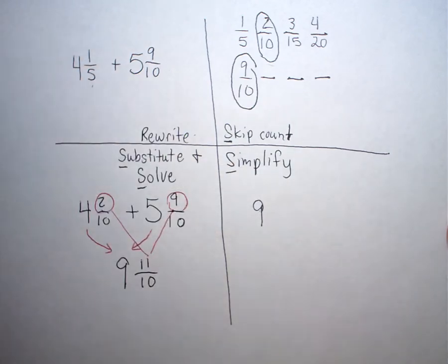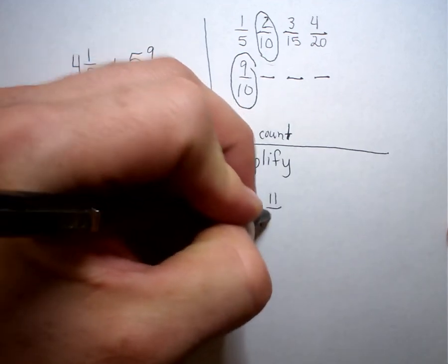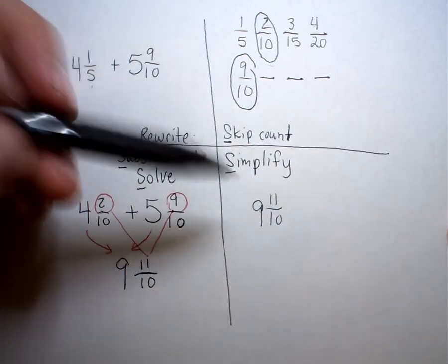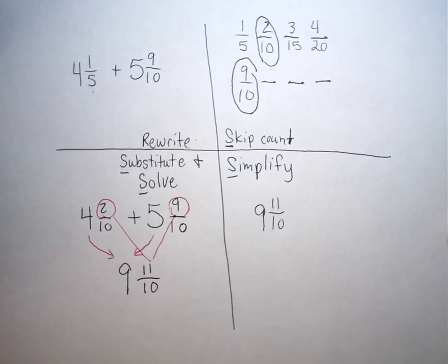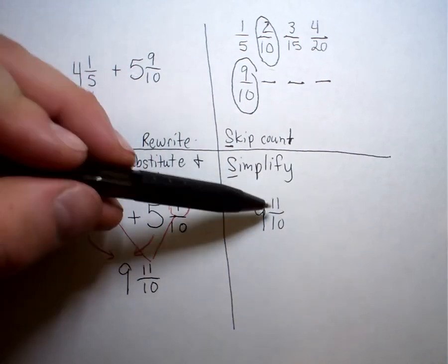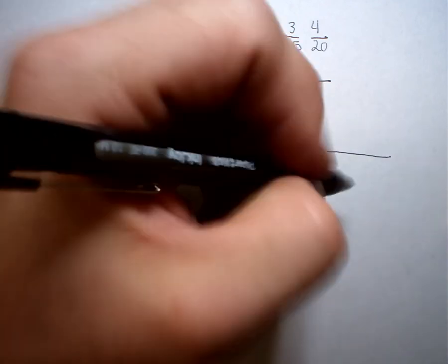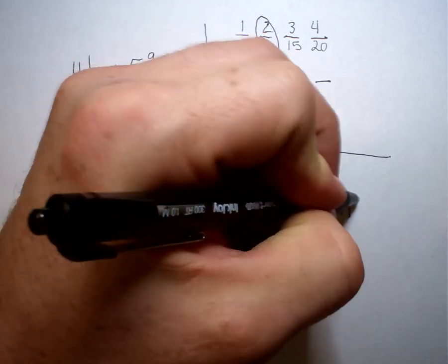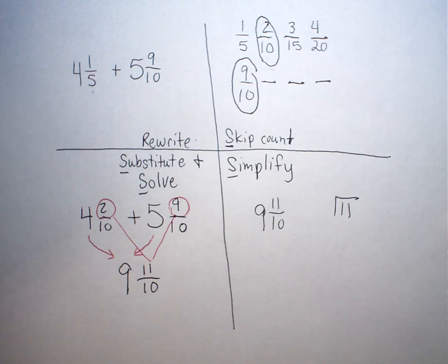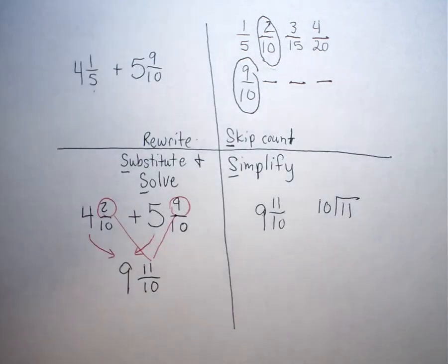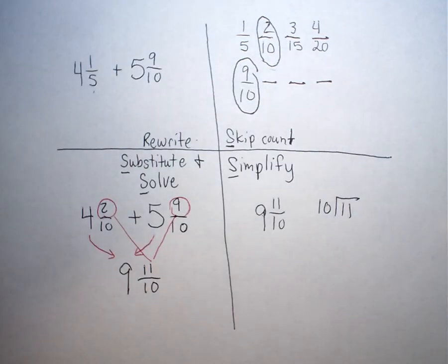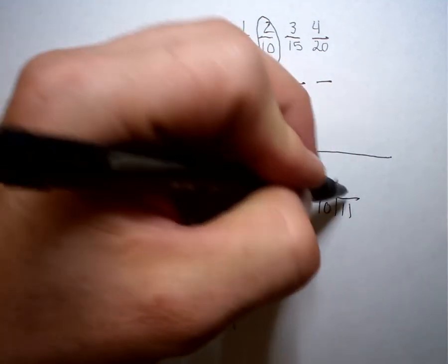Okay, so 9 and 11/10. Okay, if you watch my video on turning an improper fraction to a mixed number, this is the same thing. We're going to turn this improper fraction into a mixed number by dividing. Okay, the top goes in the house. That's how we remember how to turn a fraction to a mixed number. The top goes in the house. So 11 goes on the inside, 10 goes on the outside. 10 will go into 11 once.